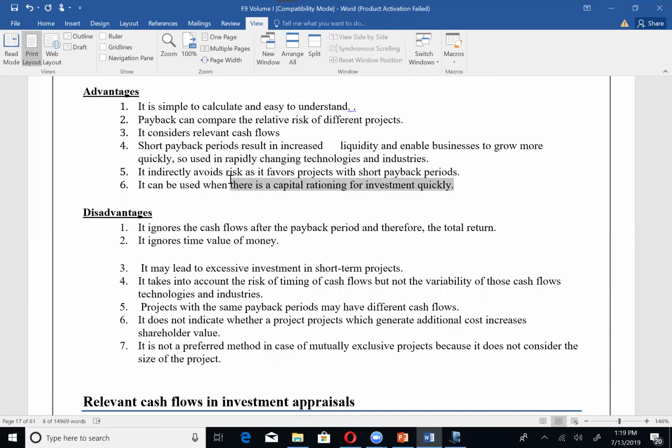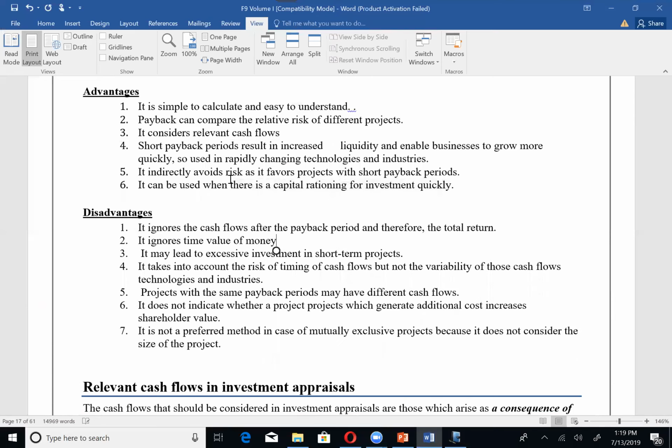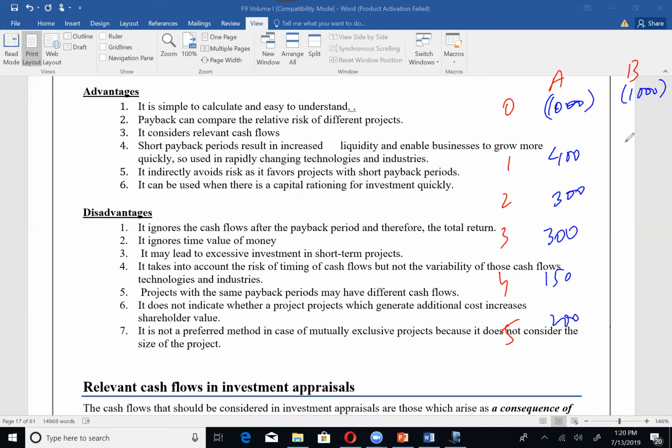Next. So next is the drawbacks. This is very important. It ignores the cash flow after the payback period. Let me explain it. Friend, you see here. 1, 2, 3, 4, 5. This is project A and this is project B. Just try to understand it. Investment is the same. Cash flows are 400, 300, 300, 150, 200 and 500, 300, 200, 400, 450. Both projects have a payback of 3 years.